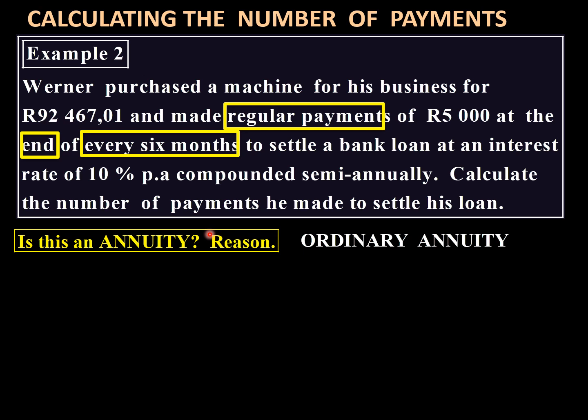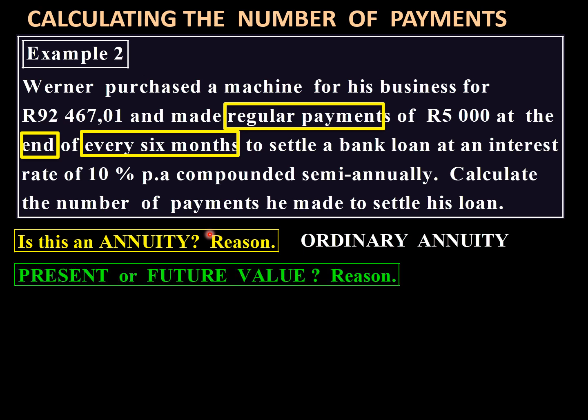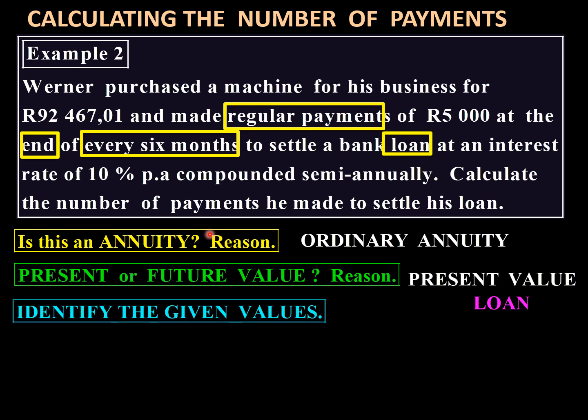Now, is this a future value or a present value? Let's see what's the keyword that we see there. There's a bank loan, right? And that loan, you take the loan now, so it's a present value. Let's identify the given values there. We have 92,467 Rand and 1 cent.